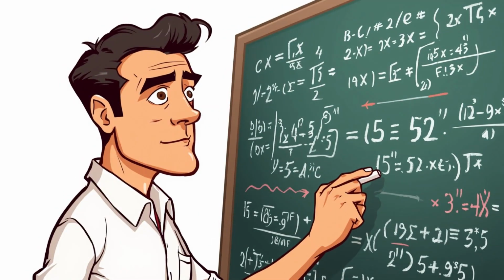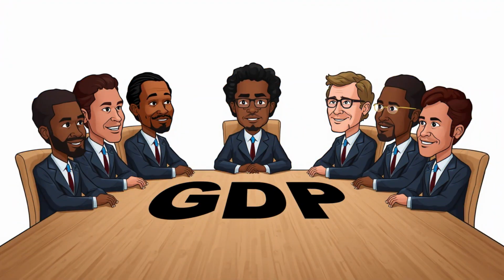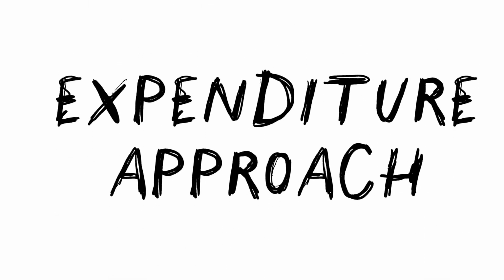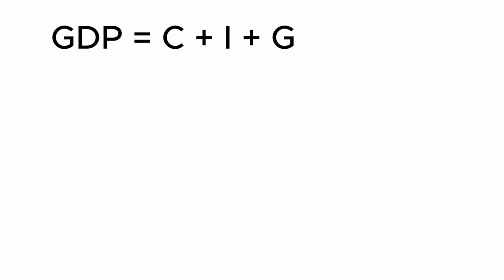Now, this leads to a practical question. How on earth do you calculate the value of everything? Economists have a few methods, but the most common and easiest to understand way is to look at all the spending in the economy. This is called the expenditure approach, and it's built on a famous formula. That formula is GDP = C + I + G + X - M. Now, let's take a moment to unpack what each of these letters means. I'll explain it first as the formula and then in simple words.